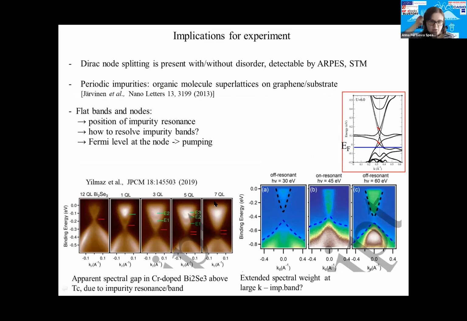Just one minute, I wanted to mention that there was actually an ARPES experiment that we think might have detected this Dirac node splitting in their setup for a chromium-based bismuth selenide TI. And there are also some indications that by tuning the ARPES setup, they were able to see a little bit of the flat band as well in the system, which manifested as an extended spectral weight near the Dirac cone.